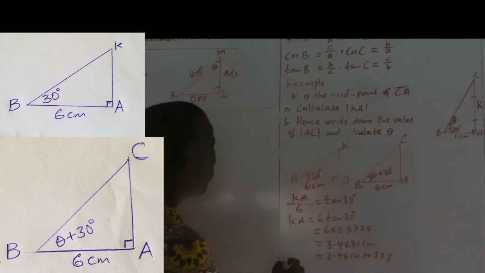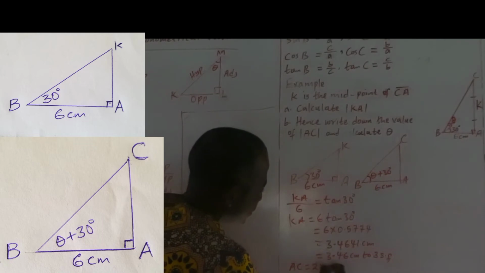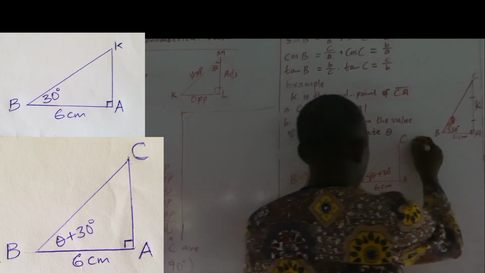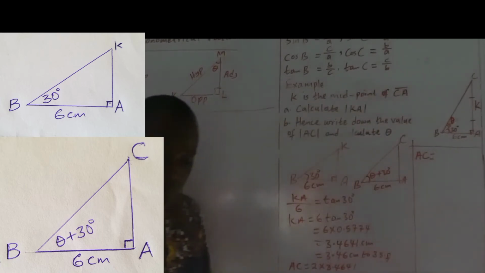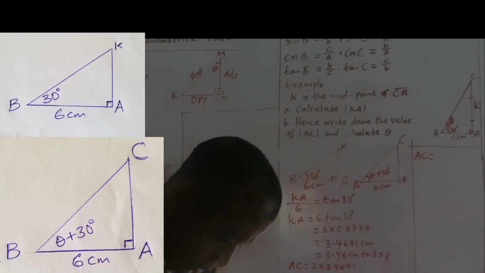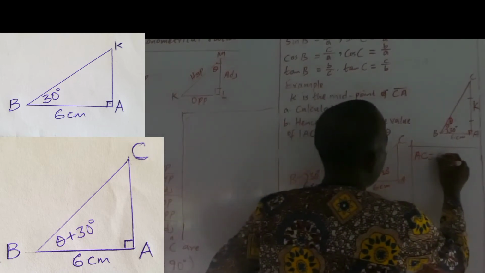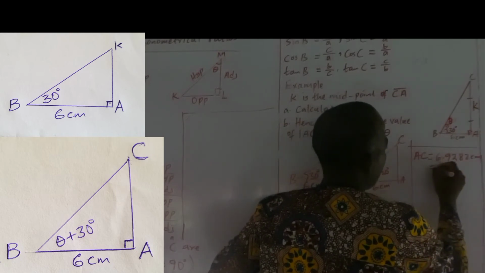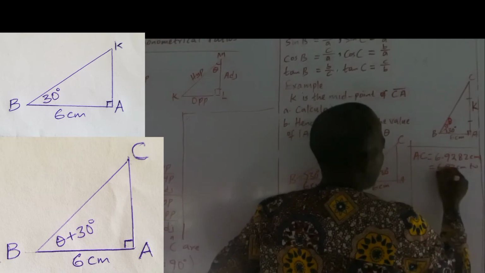CA or AC is equal to 2 times 3.4641. AC is equal to 6.9282 centimeter, which is approximately 6.93 centimeter to 3 significant figures.